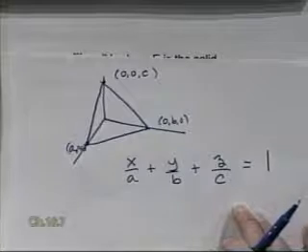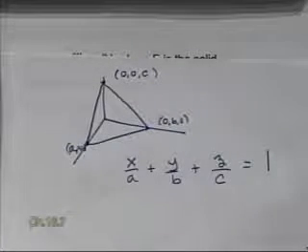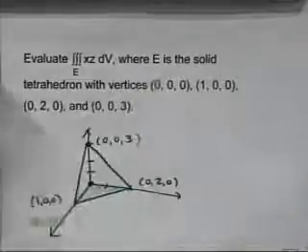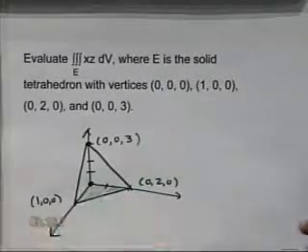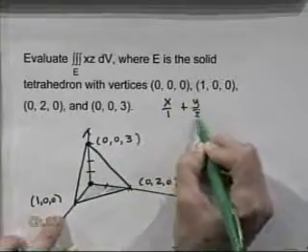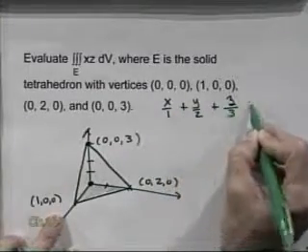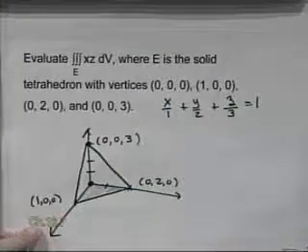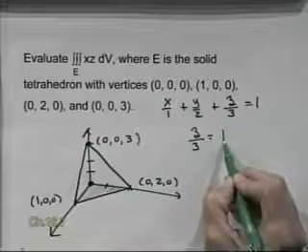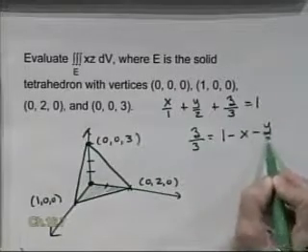Very helpful. You know, we could do the thing with the vectors and take the cross product, but if I can do it this way, I think I will. Okay? So what is the equation of this plane? It's going to be x over 1 plus y over 2 plus z over 3 equals 1. Or z over 3 equals 1 minus x minus y over 2.